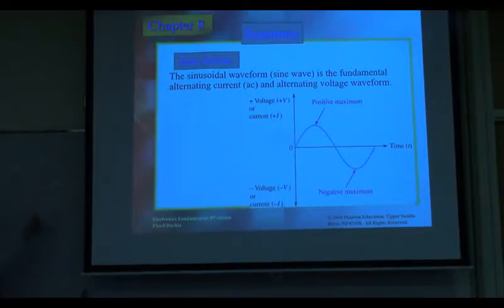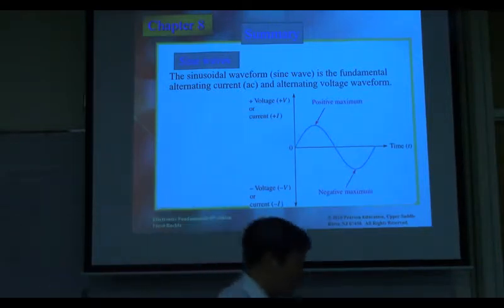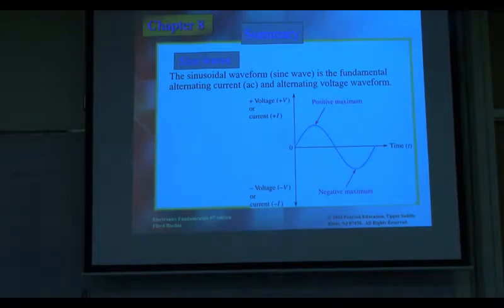So that is called direct current. We call it, or put it simply, DC. And today we are going to discuss AC, alternating current. Alternating current means the current can go positive and negative, can go both ways.